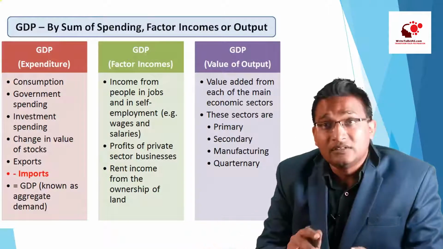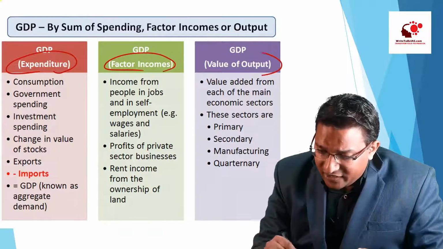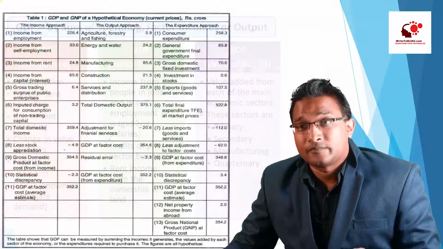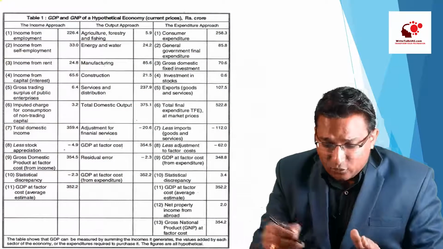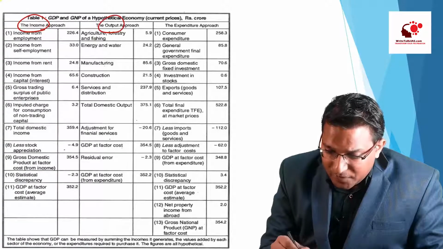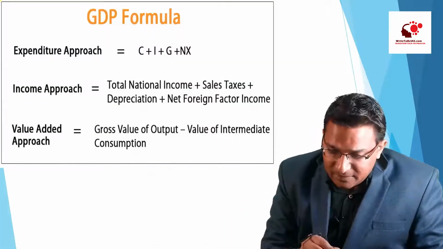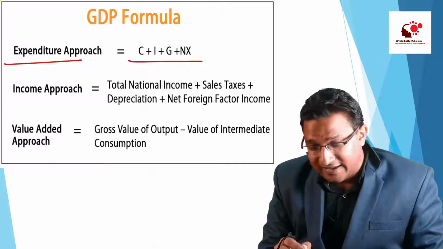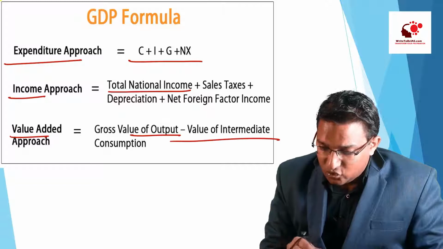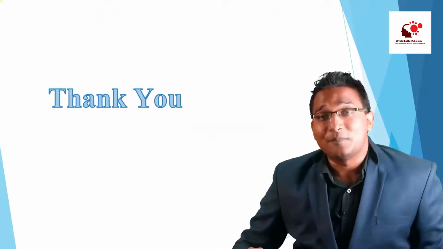Overall, we have seen in entirety there are three methods: the expenditure method, the factor income or income method, and the value added method. We have discussed each one of them. You can just see and get more clarity. This is the sheet used for the calculation of income as per the different methods: income method, output method, and expenditure method. Again, this is not crucial, you can just see. In the expenditure method, the formula is C plus I plus G plus NX. In the income method, we calculate the total income. In the value added method, we take gross output and reduce the value of intermediate consumption, that is the GVA. With this, I complete this session.